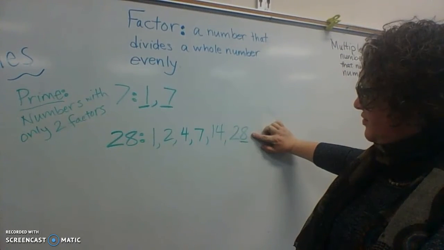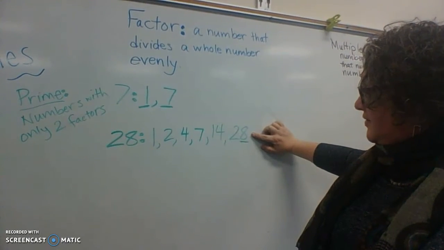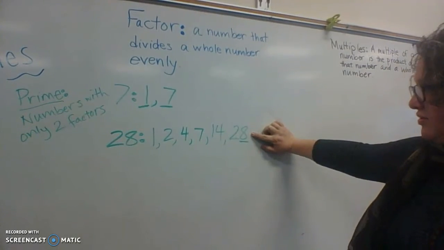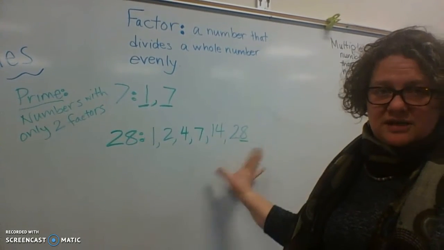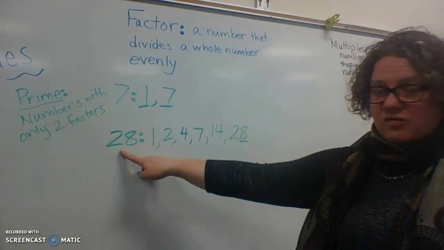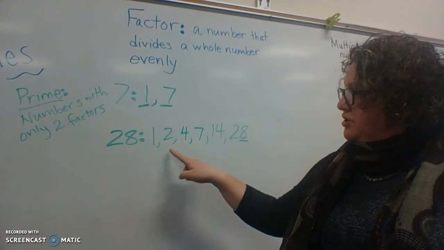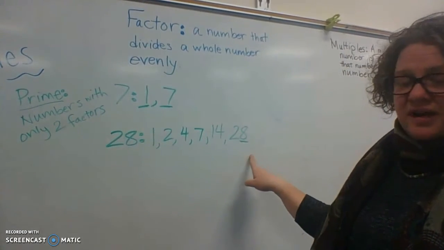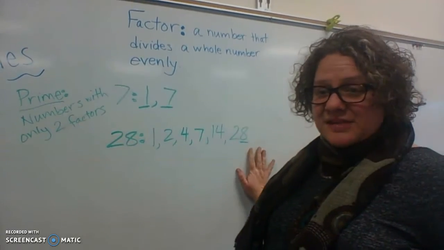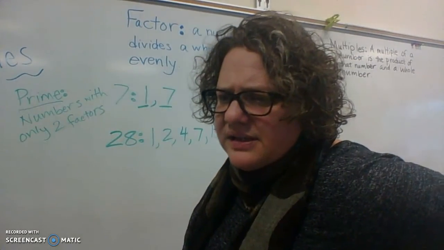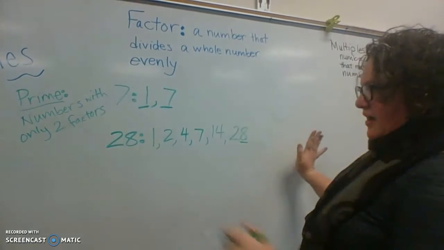10 does not go into 28. 11 does not go into 28. 12, no. 13, no. 14. So there's our 14, and there's our sandwich came together. So the factors of 28 are 1, 2, 4, 7, 14, and 28. The last one with factors that I'll have you do is the number 35.